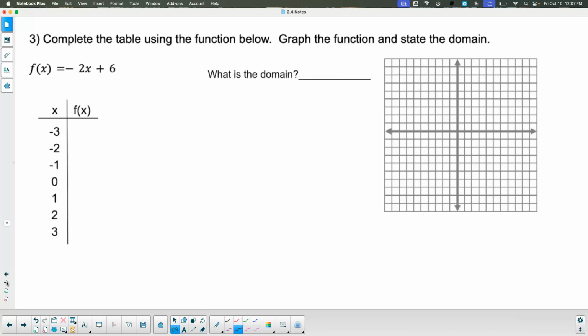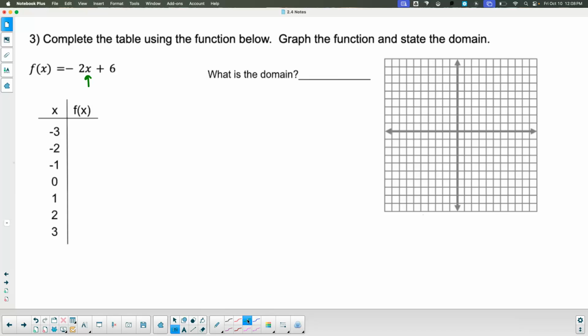Once again, let's give them, Ms. Federici, let's give them some time here to do this one: complete the table, graph the function, and then state the domain. For all of these in this table, I'm going to put those x values in place of x, and then I'm going to do the math.